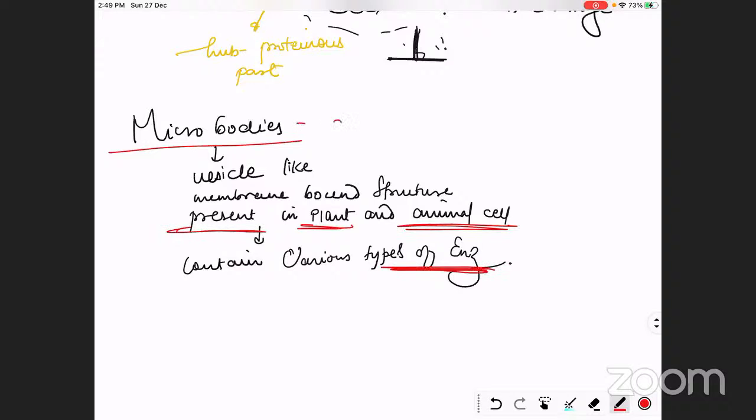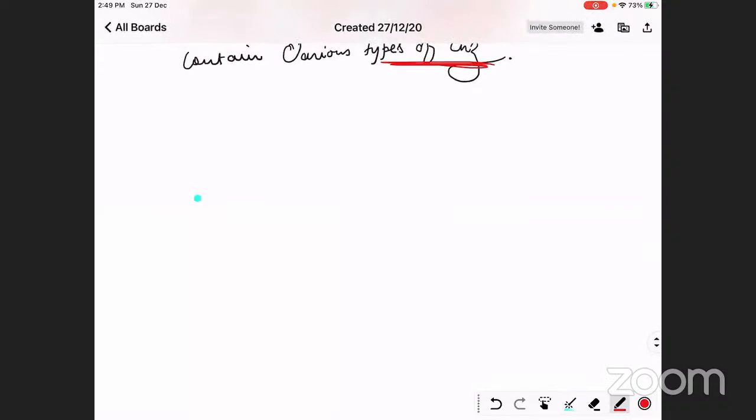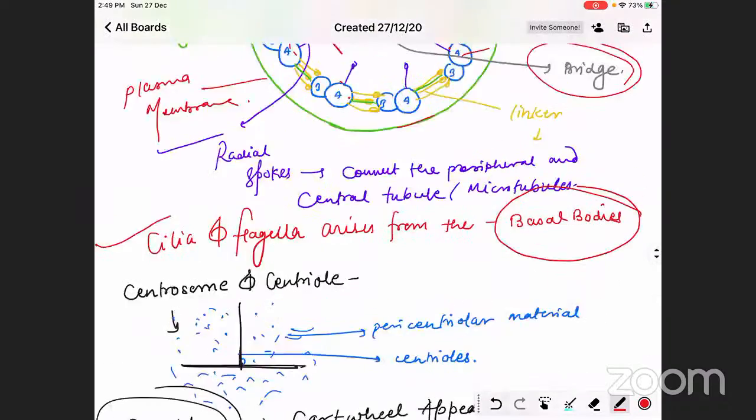Okay, so we completed this chapter, the cell, the fundamental unit of life. Now we will start cell cycle and cell division.